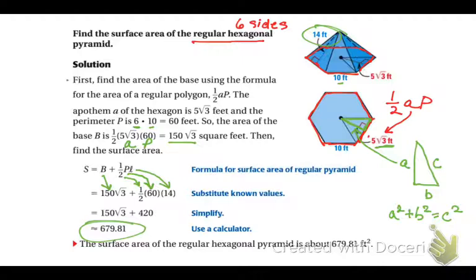And you'll notice this is very similar to the equation for a prism, except a prism has an H right there instead of the slant height. So that's how to find a regular hexagonal pyramid surface area.